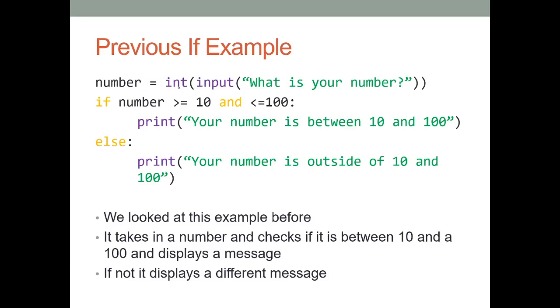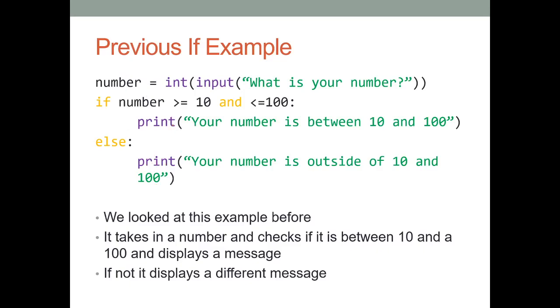This is what we looked at before. So this one, you ask for a number, it checks if the number is between 10 and 100. If it is, it will say this. Otherwise, it will say this. Obviously, we looked at elifs and elses, well, multiple elifs and elses as well, but we'll just keep it simple for now. Let's say you wanted to repeat this.